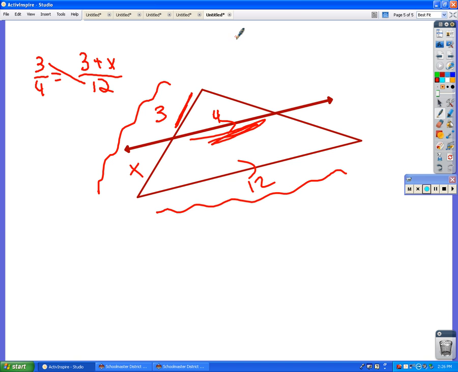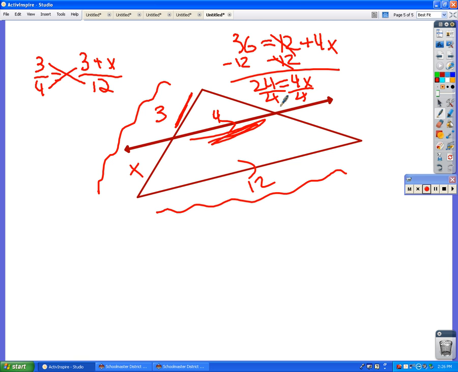3 times 12 is 36. But then what happens when I cross multiply this way? What do I get? 12 plus 4x. Good, you have to multiply both the 3 and the x by 4. Okay? And then it's an easy equation to solve. I can subtract 12 from both sides. So 24 equals 4x. Divide by 4, and x equals 6.